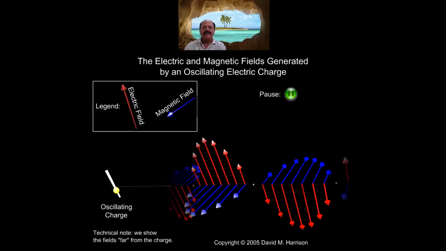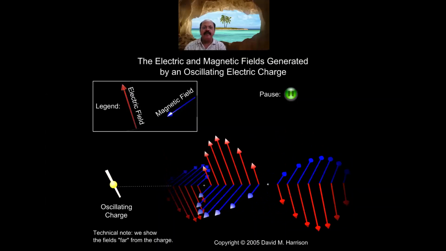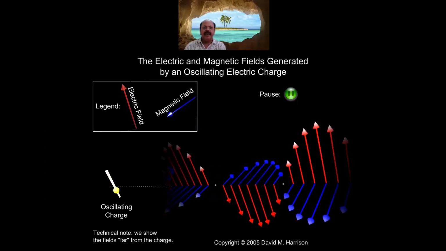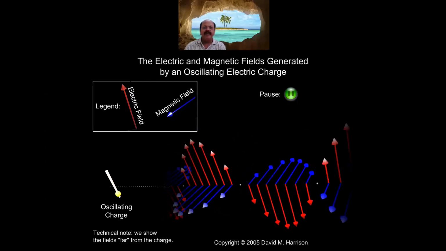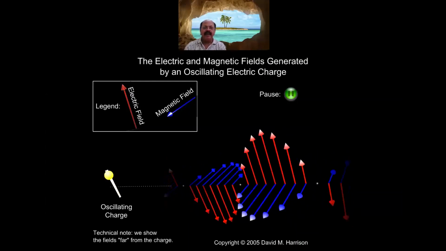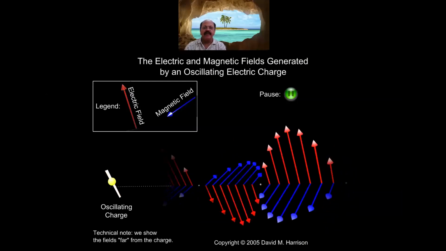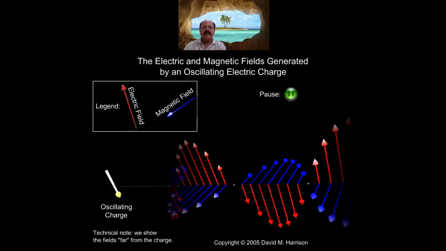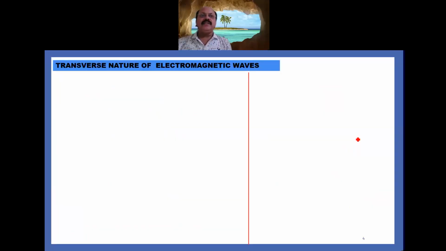And these electric and magnetic field variations are represented by the electric field vector and magnetic field vector. That is, the red vector is the representation of the electric field vector, and the blue vector is the representation of the magnetic field vector. They are perpendicular to each other, as well as perpendicular to the direction of wave propagation, and that you can see very clearly in this animation. Now we have to learn the transverse nature of electromagnetic waves.